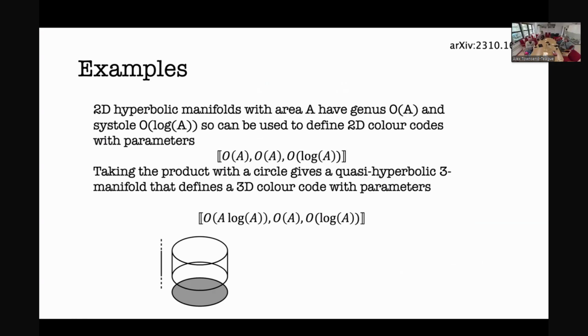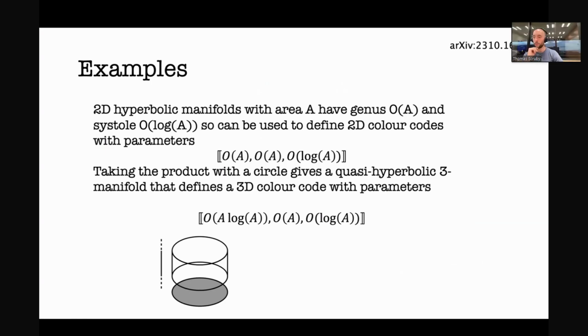You do this on a 2D hyperbolic manifold with an area, but it's still not a holographic code, right? The tessellation would be of a hyperbolic manifold, but it's still a color code on this negatively curved manifold.